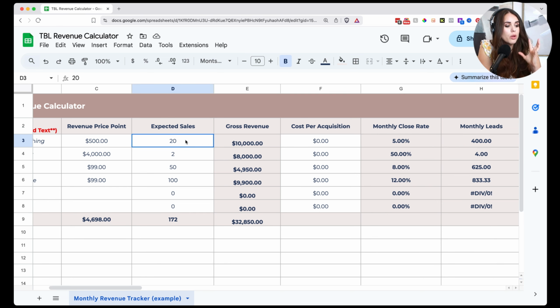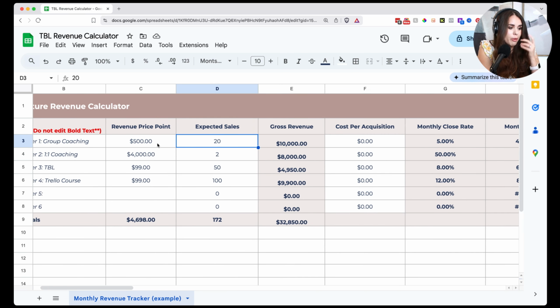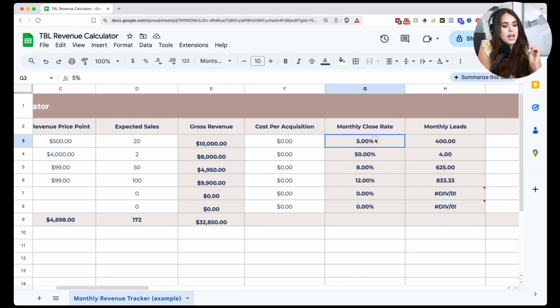So if you want to close 20 new group coaching clients, for example, and you want to have a 5% close rate, you need 400 people to go through your sales mechanism, like your webinar or your mini class or a challenge or a 3-day workshop. This is what this looks like.